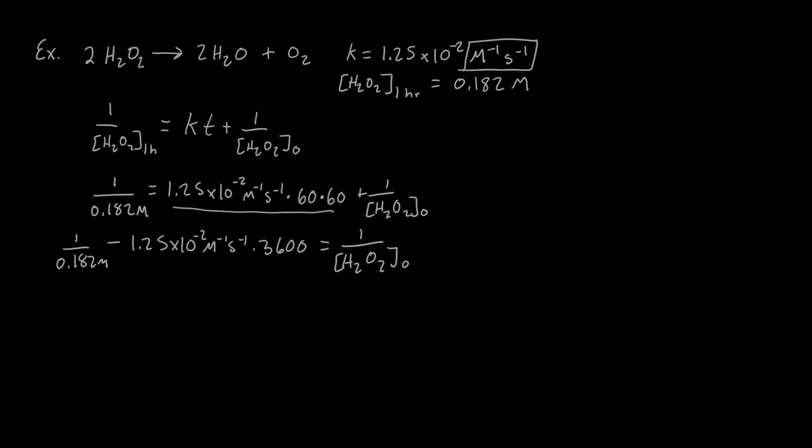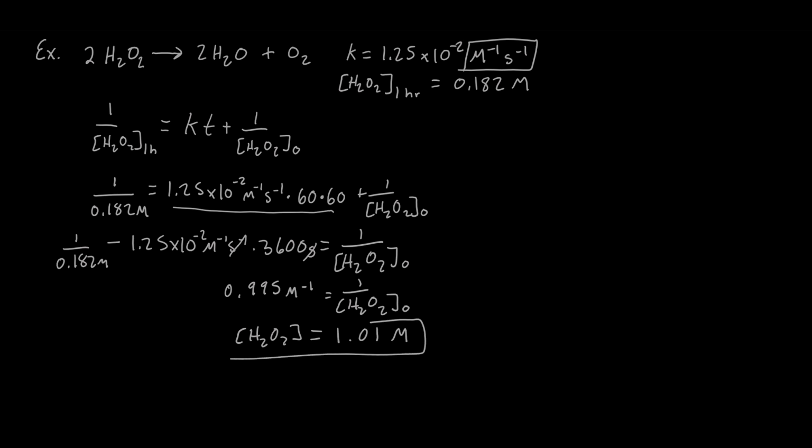Then we can plug this into our calculator, and the left side should give us 0.995 molarity to the negative first is equal to, and we have seconds here, so our seconds cancel, is equal to 1 over the concentration of H2O2 at time 0. Then we take the inverse of this, and we get that our initial concentration is equal to 1.01 molar with 3 significant figures.